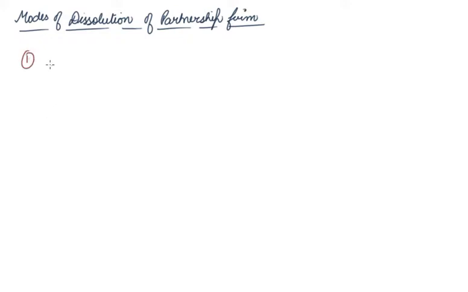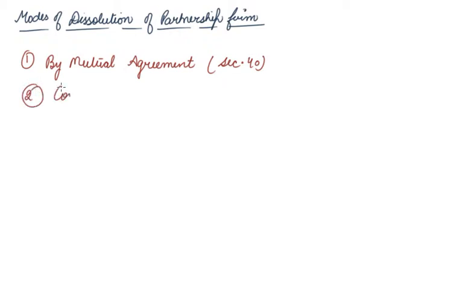So first is dissolution by mutual agreement. Section 40 of the Partnership Act says, by mutual agreement a partnership firm may be dissolved when all the partners agree to its dissolution. Second comes compulsory dissolution.